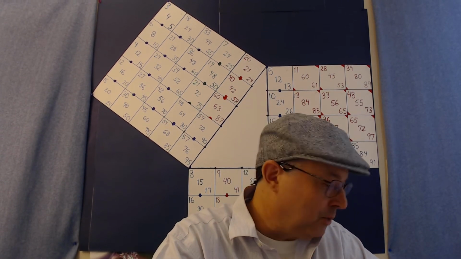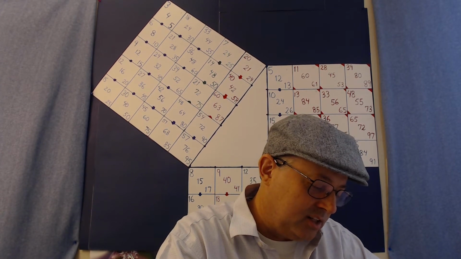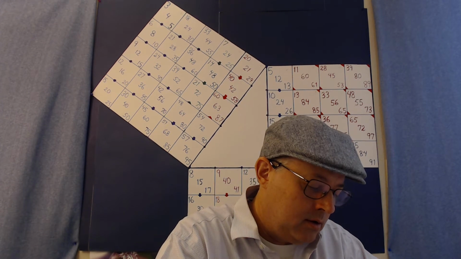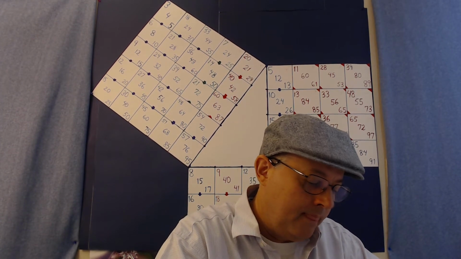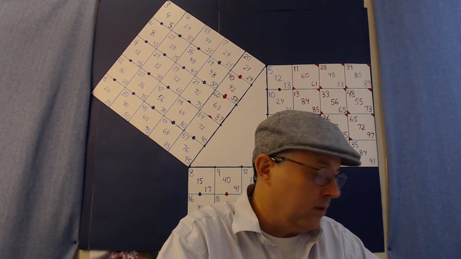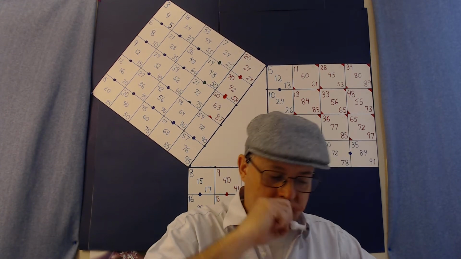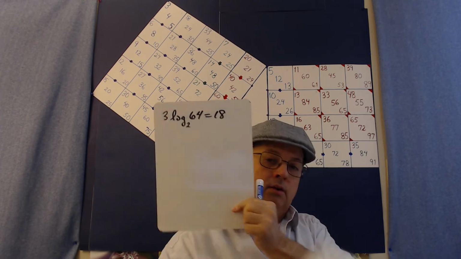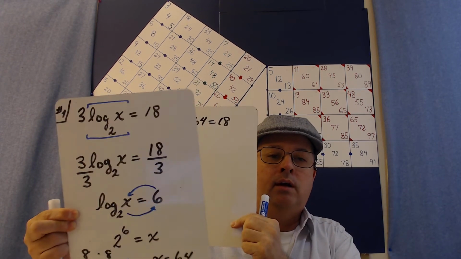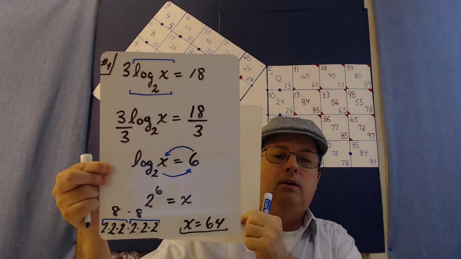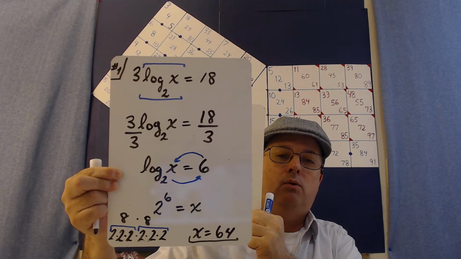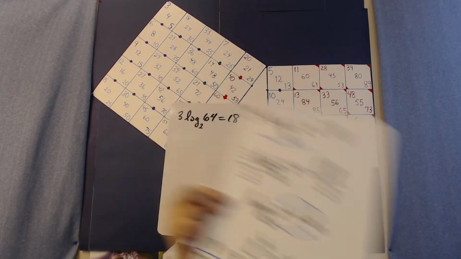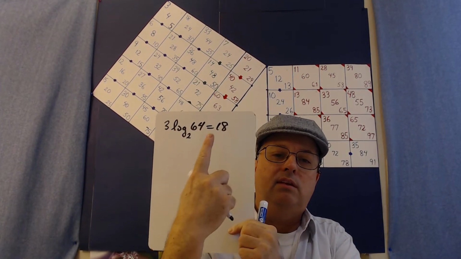Okay, so let's check this. So we have 3 log base 2 of 64 equals 18. And so here was the original equation right here, and then there was our solution, x equals 64. And so instead of x, we're going to put 64 right there. See, there it is.